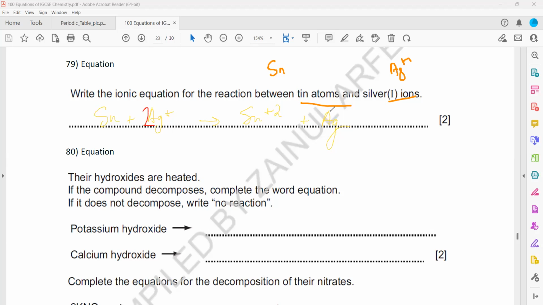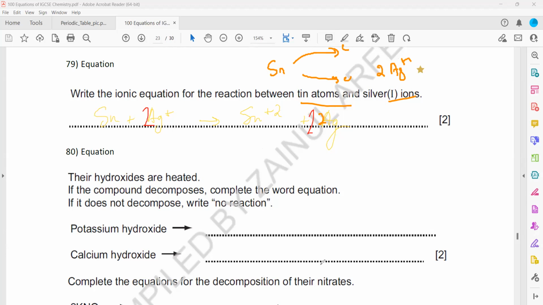Why do we have to put a 2 here and here? Because the idea is that one silver ion takes one electron. So two silver ions are needed to take two electrons, because tin is losing two electrons and silver has to gain one; silver can gain only one. So we need two of them.